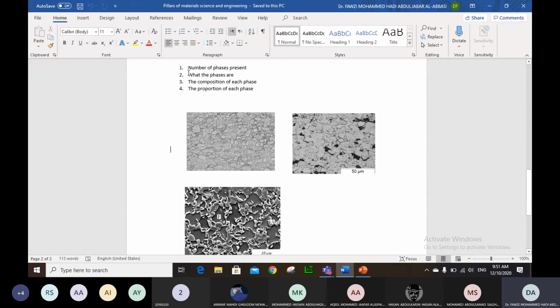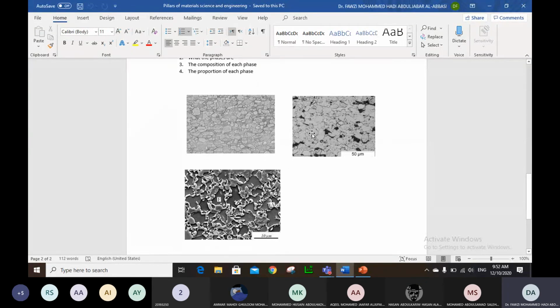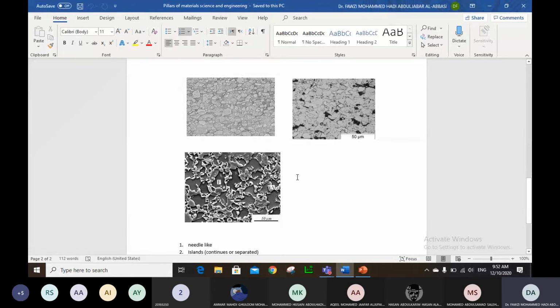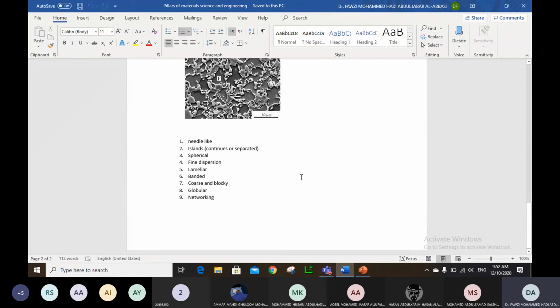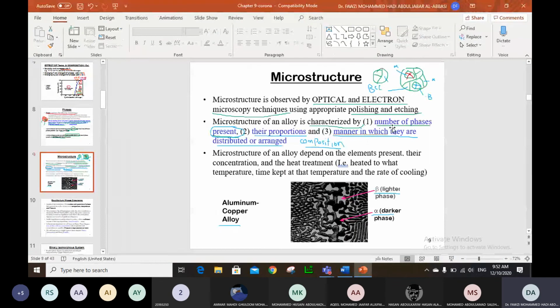So what we answer normally using the phase diagram is the number of phases which are present, how many phases are present, and what the phases are. Of course, it differs if it is ferrite and martensite, or if it is bainite and martensite. Each one has different properties, so that differs as well. The composition of each phase, as I already mentioned in the 2 minutes before, and the proportion of each phase, how much of each phase is there, is an important aspect which characterizes the material. And then we also said the manner by which they are distributed or arranged.